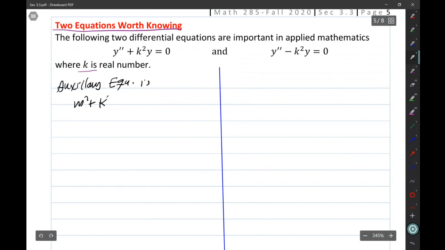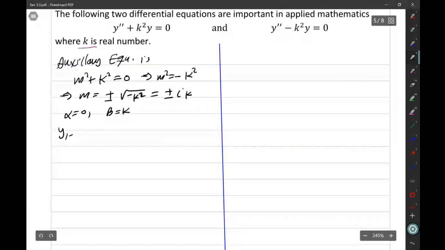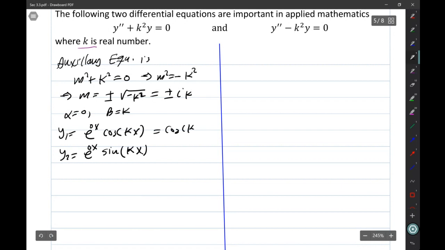The auxiliary equation is m² + k² = 0, which means m² = -k², and that means m = ± square root of -k², which is ±ik. So alpha is equal to 0 and beta is equal to k. The solution y1 is e^(0x) cosine kx and y2 is e^(0x) sine kx, which is here cosine kx and here sine kx.